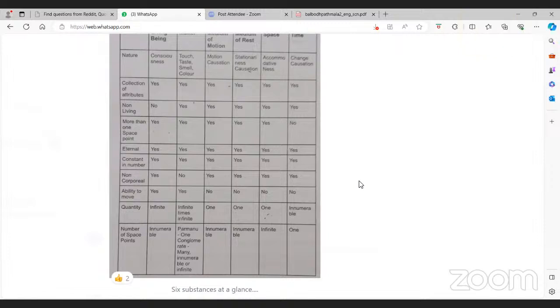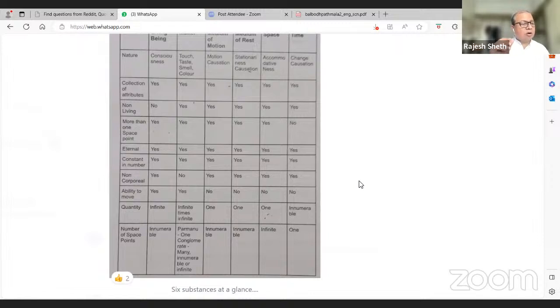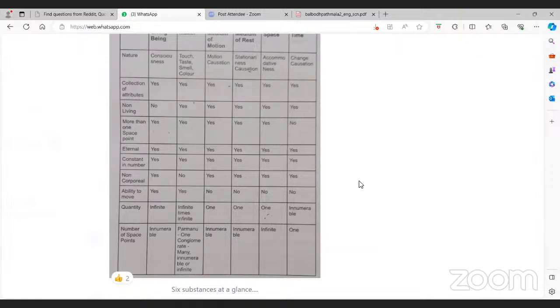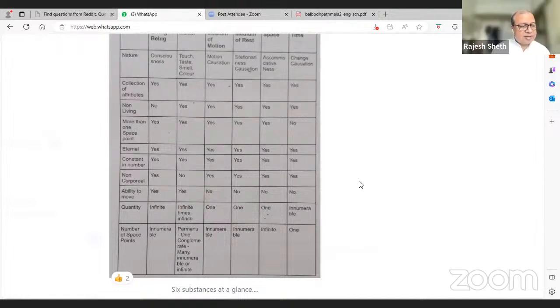So all the matter does not have the same number of Parmanus or the same number of space points in it. There are some which have many, some which have innumerable, and some which have infinite. Infinite is the highest number of space points, and it could also be one, just like a Parmanu. So can we say that a collection of Parmanus can become innumerable or infinite? Yes, right. So a collection of Parmanus could be many, could be innumerable, could be infinite.